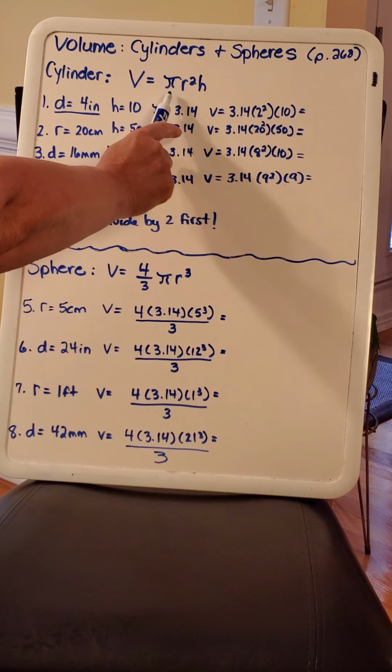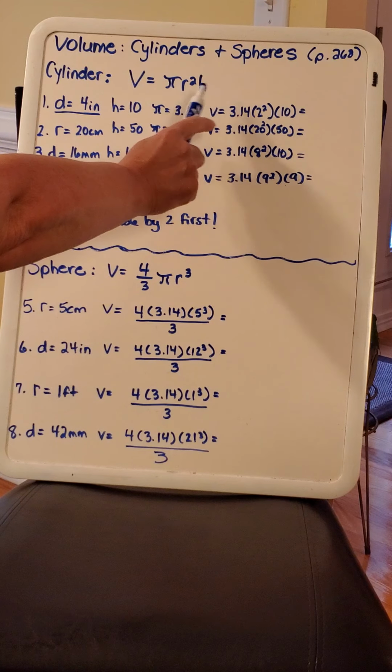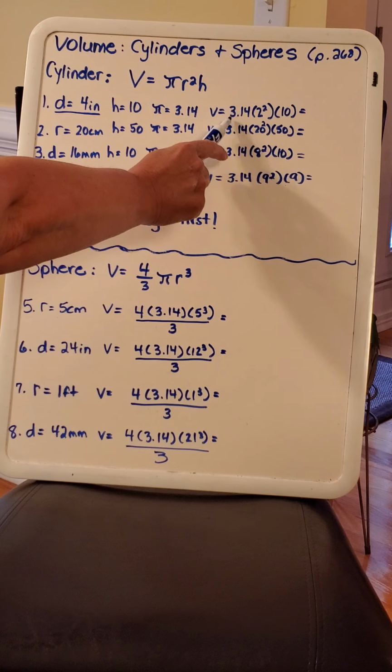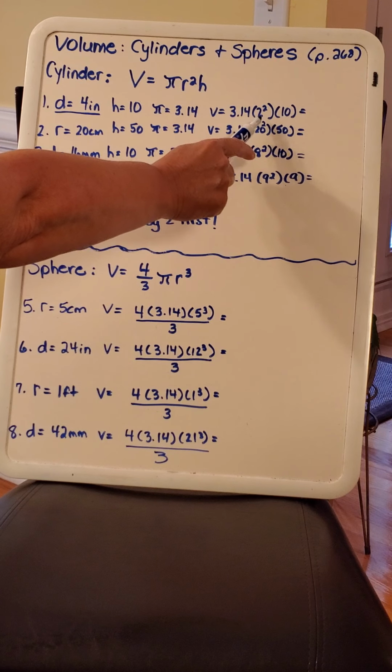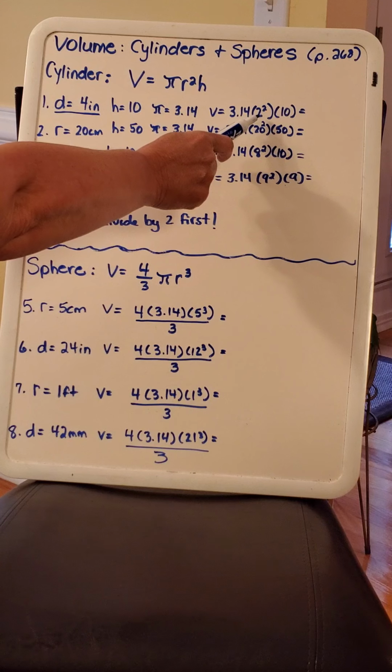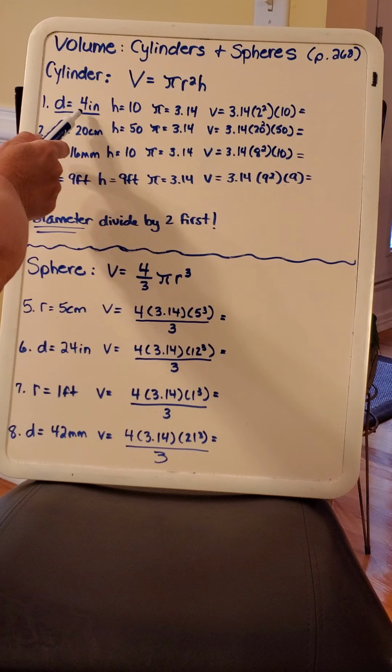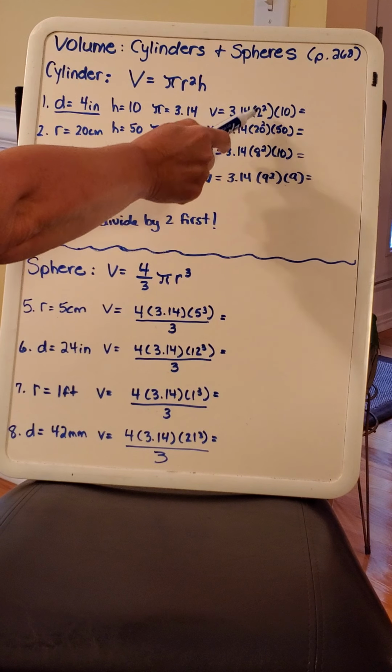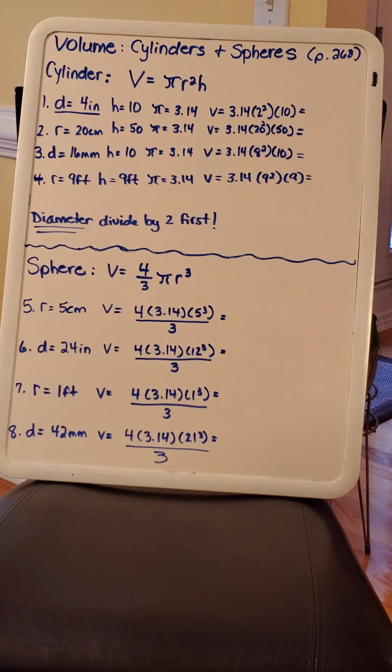All right, so pi times radius squared times height. So here's pi, here's my radius squared, and there's my height. So if you'll notice, for radius squared, I have 2 squared. All right, so the first thing I had to do was take 4 and divide it by 2, and that gave me 2 squared. So if you have diameter, please divide your diameter by 2 first.